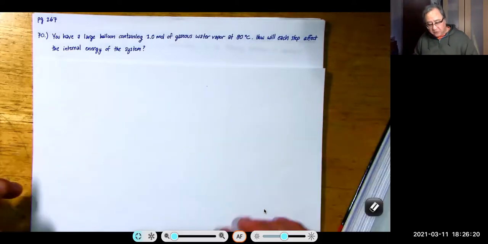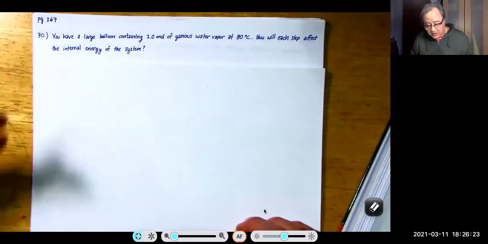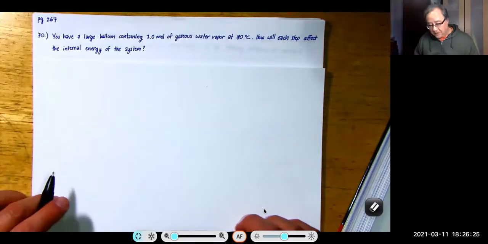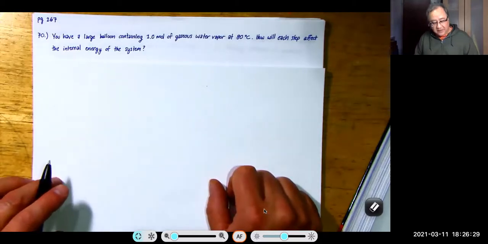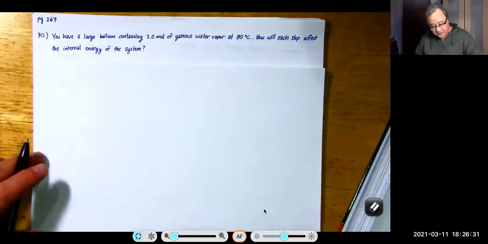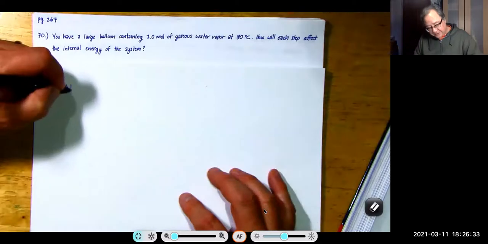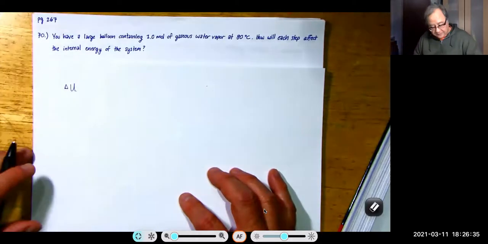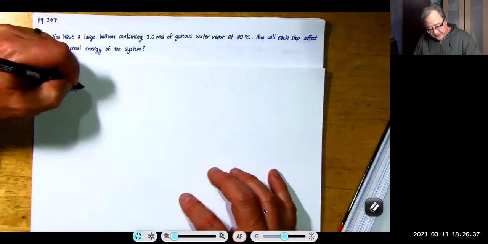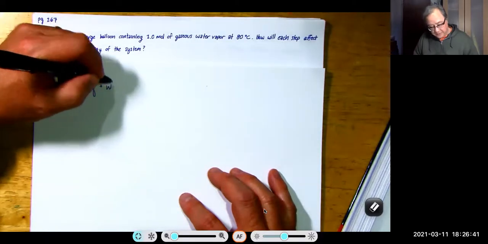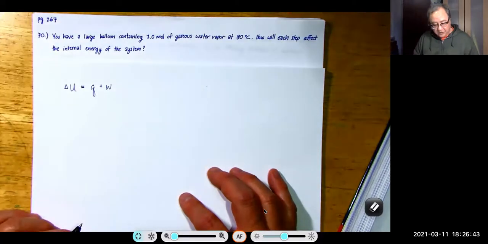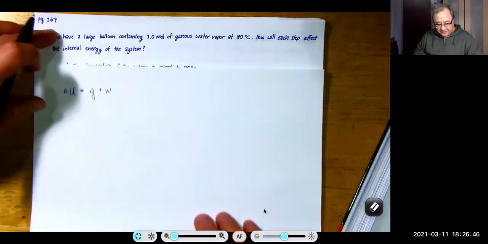You have a large balloon containing 1 mole of gaseous water vapor at 100 degrees Celsius. How will each step affect the internal energy of the system? When we talk about the internal energy of the system, this is delta U, which is going to equal the Q plus the work. Let's take a look at the steps here.